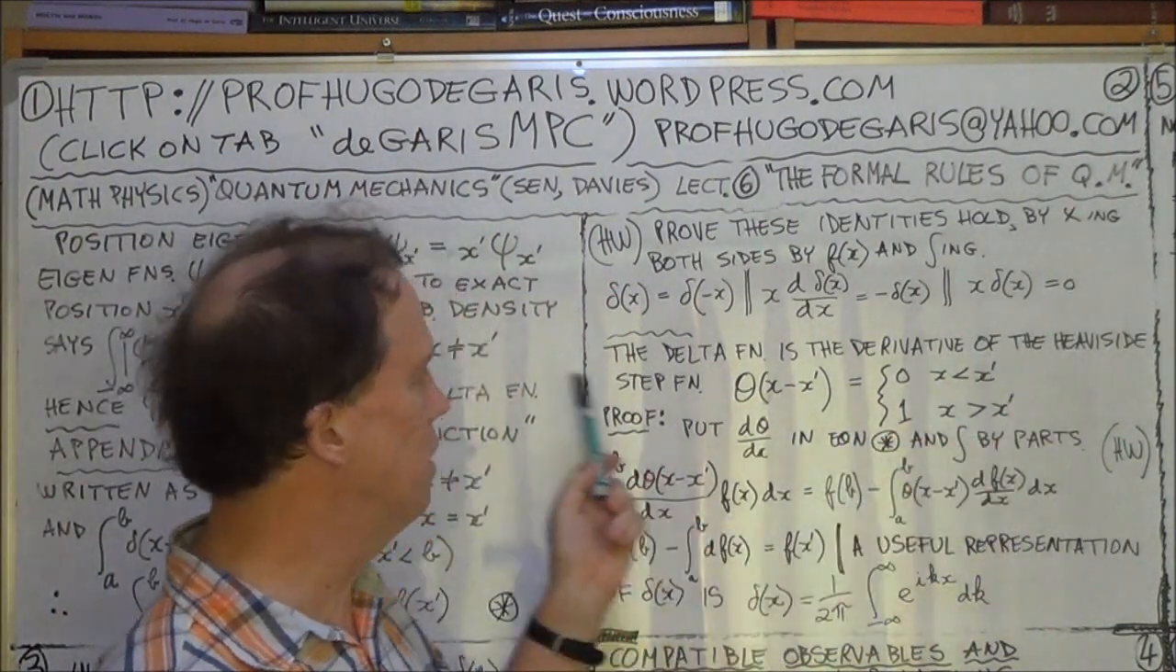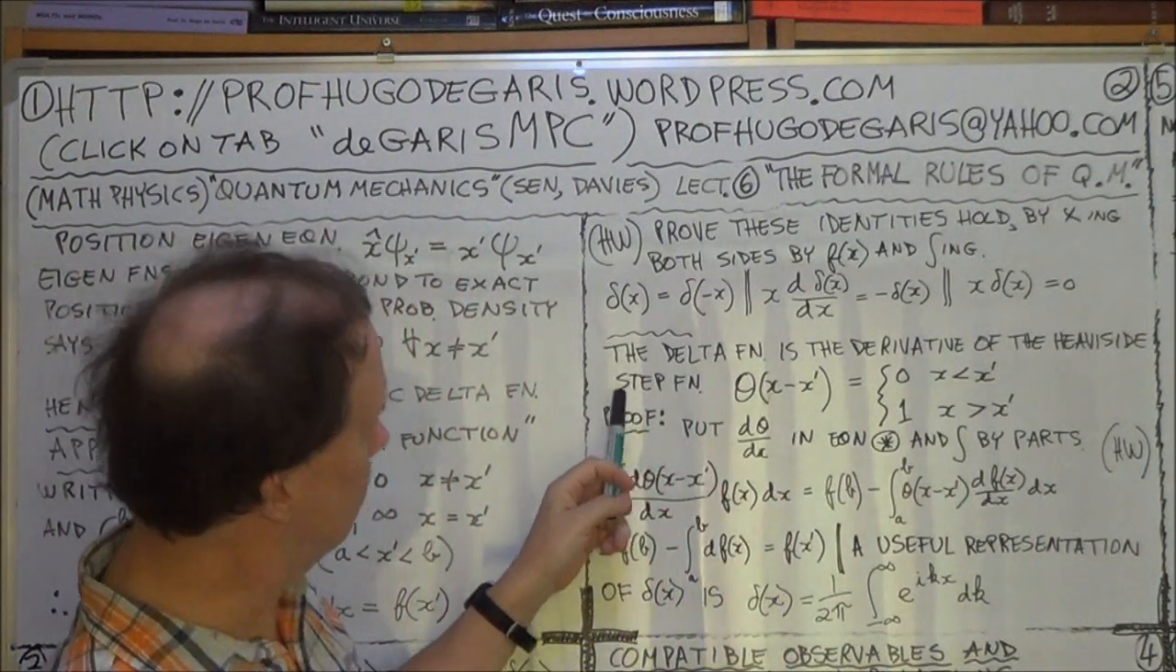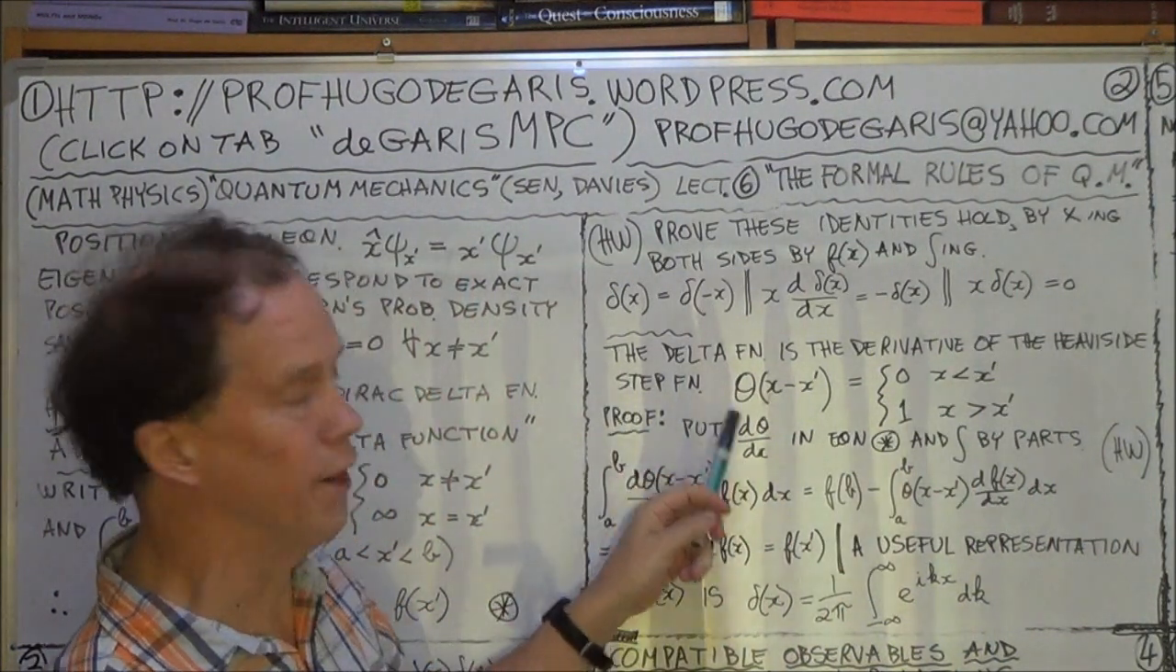Now, the Heaviside function and the delta function are related. What is the Heaviside function? Well, here's the essence of the concept. It's just a step function, right?